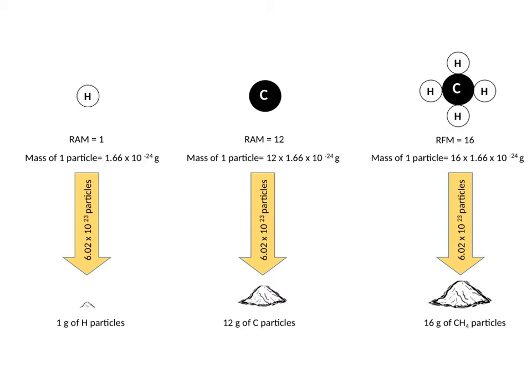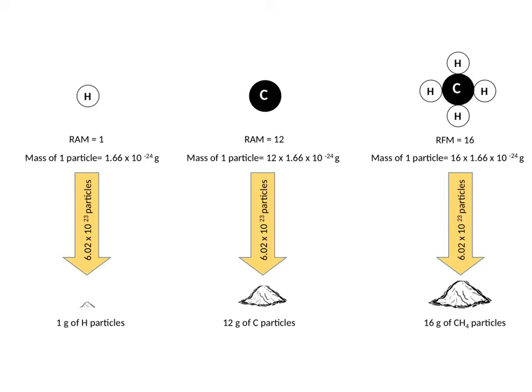So if we were to measure the mass of an individual particle, we could see that it would be really, really small. One hydrogen atom only weighs 1.66 times 10 to the minus 24 grams. What that means is if you had a gram of hydrogen particles, it would have this many particles, 6.02 times 10 to the 23. That's a lot of particles.